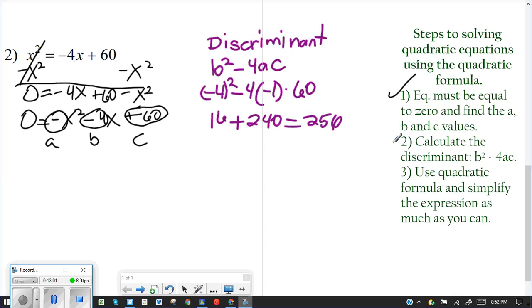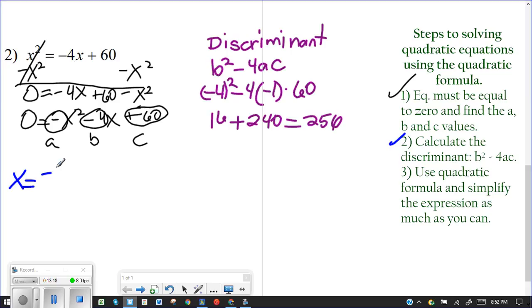Okay, so I'm done with step number two. I calculated the discriminant. It turned out to be 256. So now step number three is to write down the correct formula. And I'm going to have to write it because the last time I copied it, it didn't copy correctly.